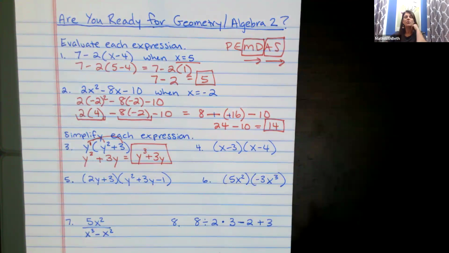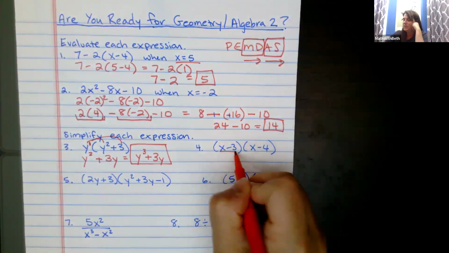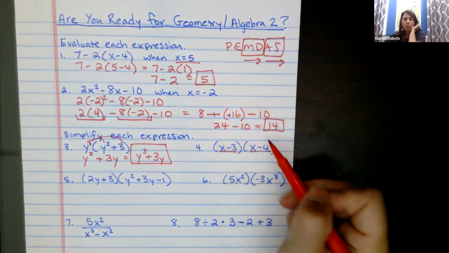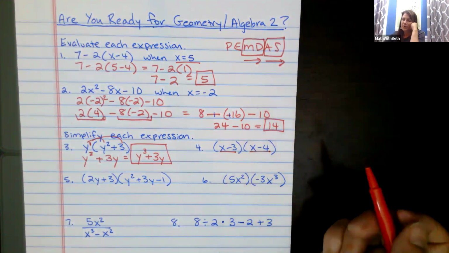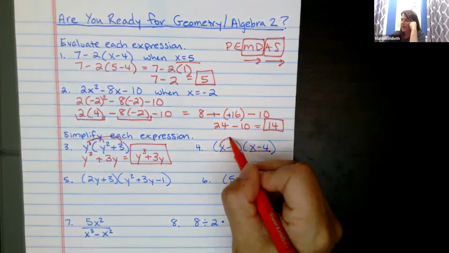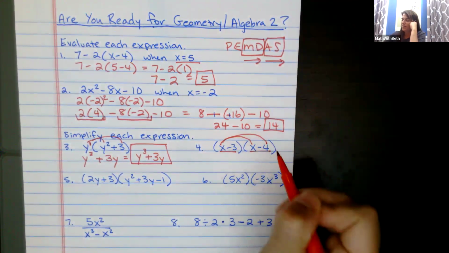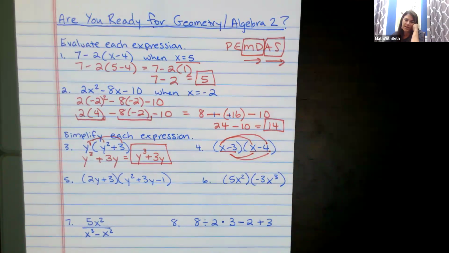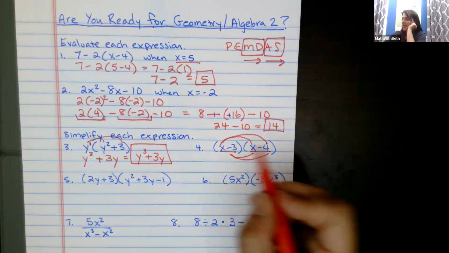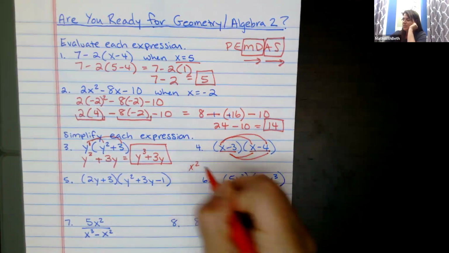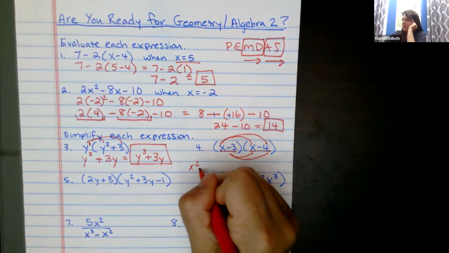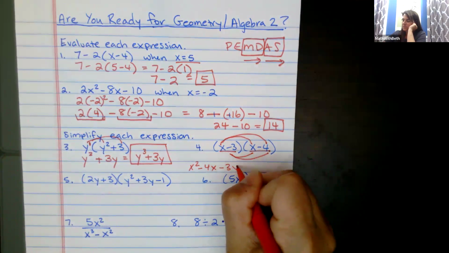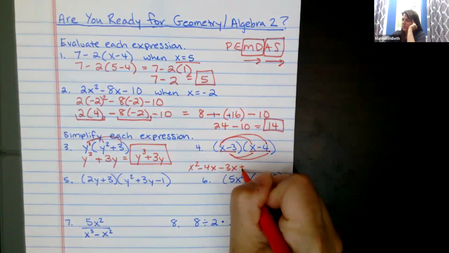For number 4, we're multiplying a binomial times another binomial. So this is where you really need to FOIL, some people call it. I really just think of it as I distribute the x to both things over there, and then I come back and I distribute my -3 to both things so that everything gets multiplied by everything. x times x is x squared. x times -4 is -4x. -3 times x, and -3 times -4.